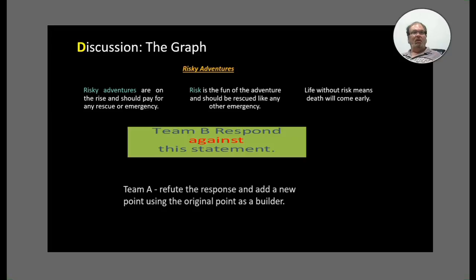What about life without risk? Means death will come early. If you don't risk, will you die early? Make an opposing viewpoint to that. That's Team B. Respond against this statement. And then Team A, respond against Team B's response.